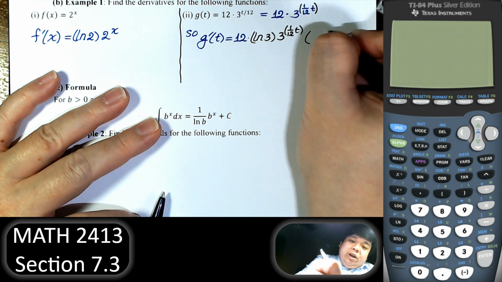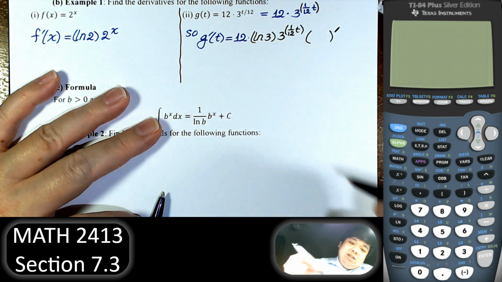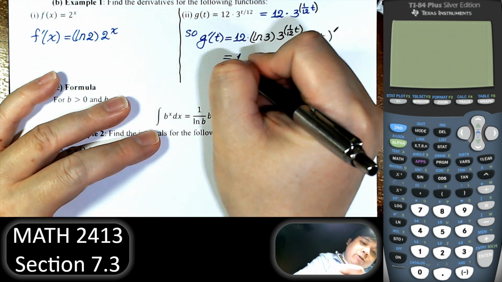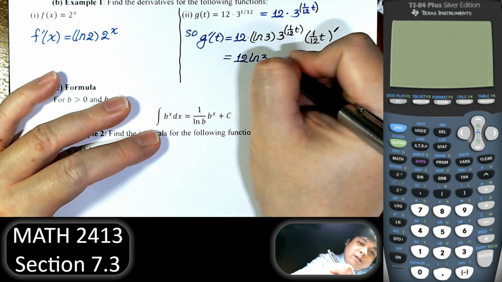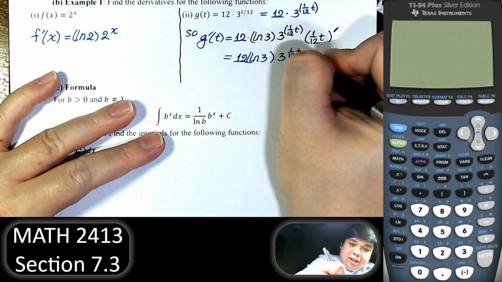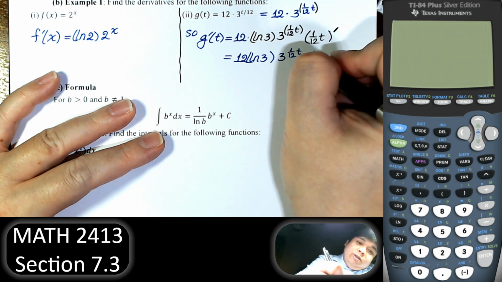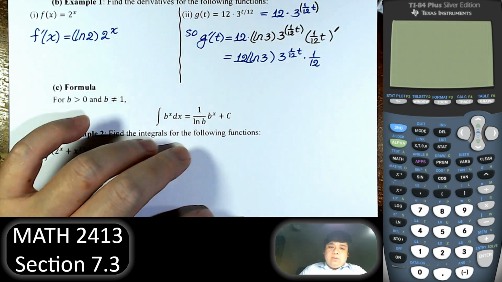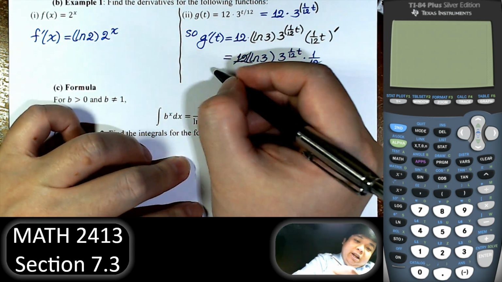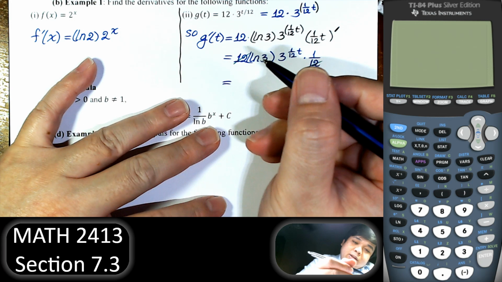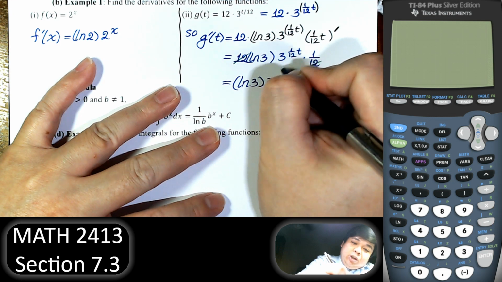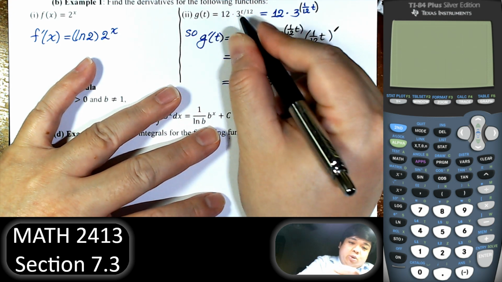Just that chain rule, we have to take the derivative of the parentheses there. So we have 12 ln of 3, and then 3 to the power of 1 over 12 t. The derivative of that is just 1 over 12. The 12 on the top and the 12 at the bottom cancel out, and we're left with just ln of 3 times 3 to the power of 1 over 12t, or we just write t over 12.